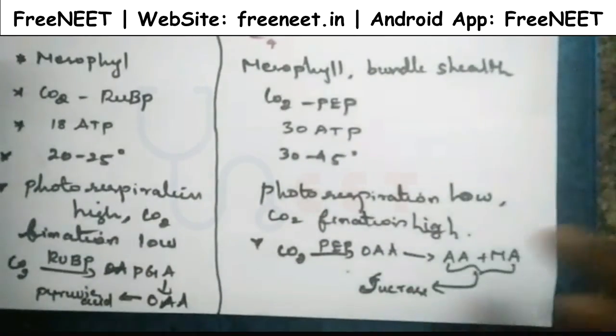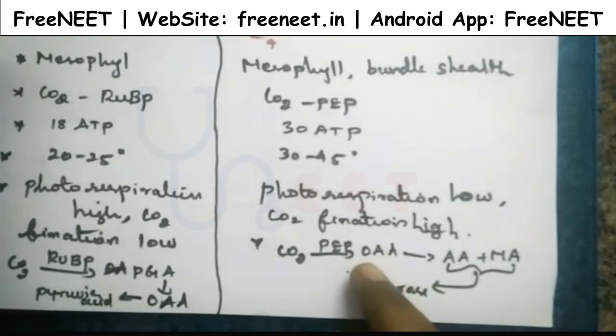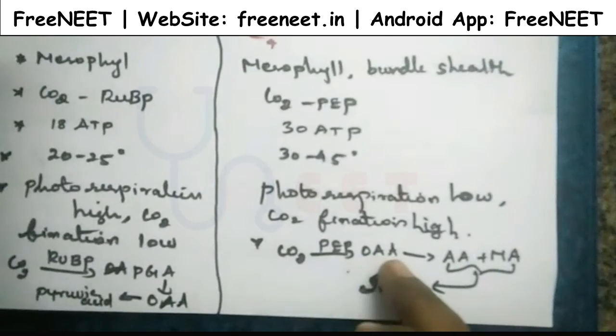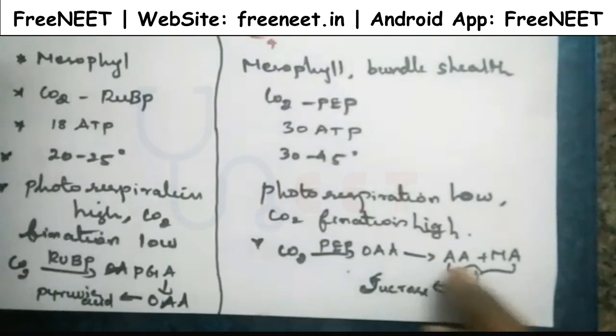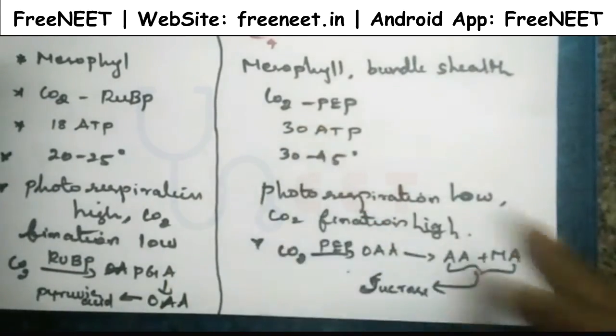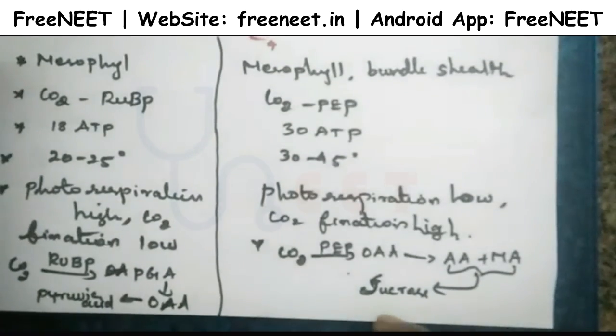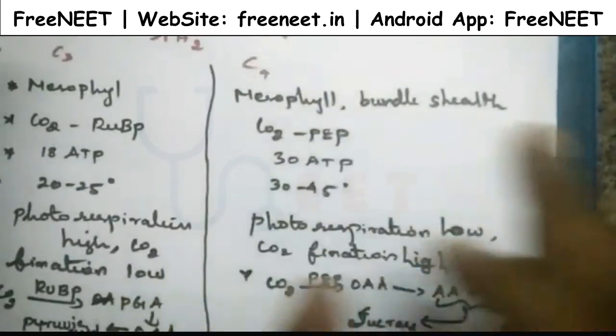Okay, in C4, the carbon dioxide is absorbed by phosphoenolpyruvate, it will form a PGA, then it forms an oxaloacetic acid. The oxaloacetic acid forms aspartic acid and malic acid. Malic acid is formed on the surface of the mesophyll. Then these two undergo the Calvin cycle. It forms sucrose. Simply, carbon dioxide is converted into sucrose in C4 plants.